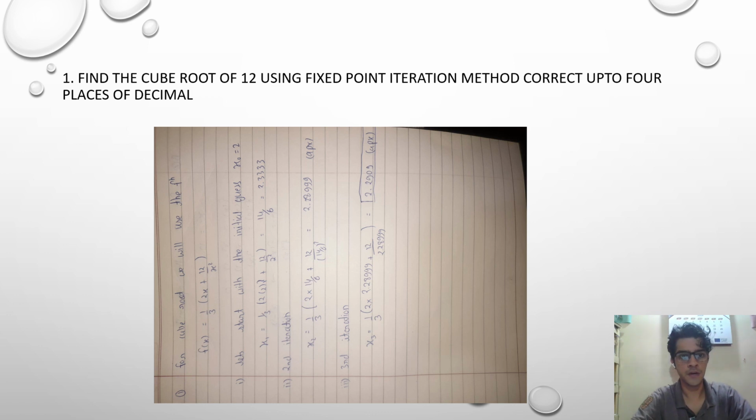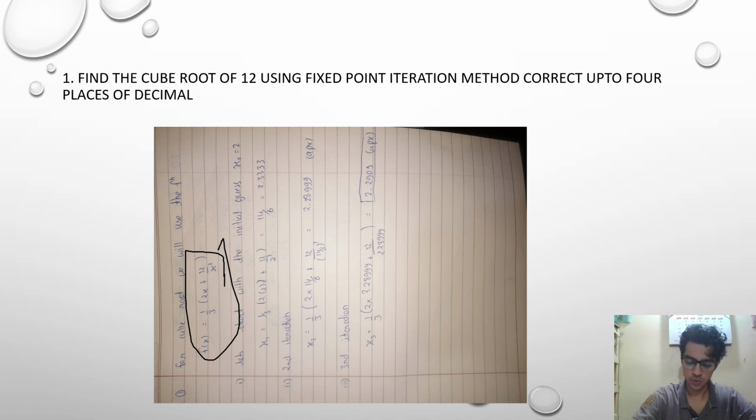So let's get into it. The first question is, find the cube root of 12 using the fixed point iteration method, correct up to 4 places of decimal. This is a photo of the solution which I have solved. For the cube root, we will use this function: f(x) = 1/3 (2x + 12/x²). Let's start with the initial guess x0 = 2.